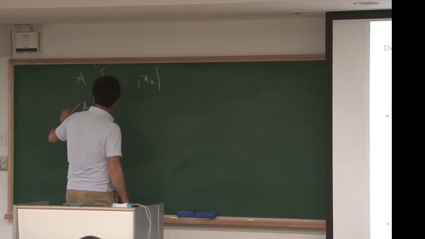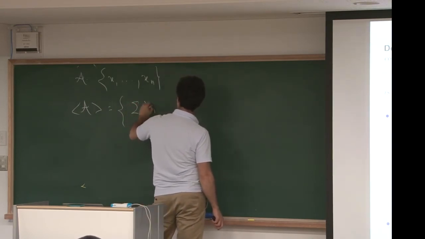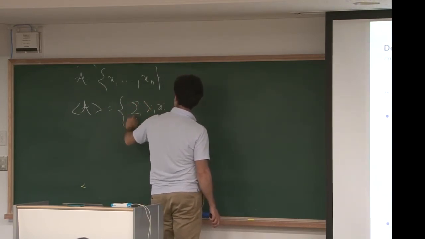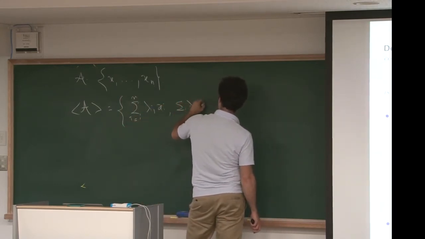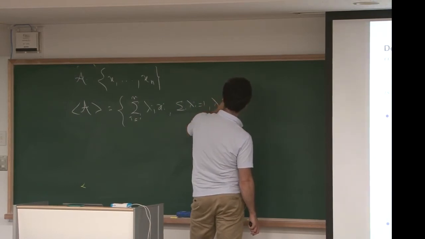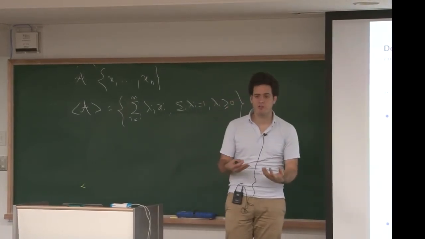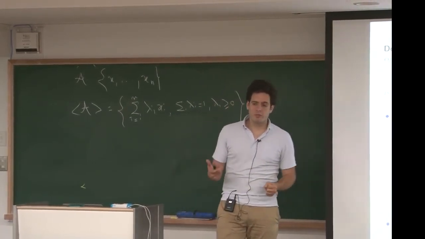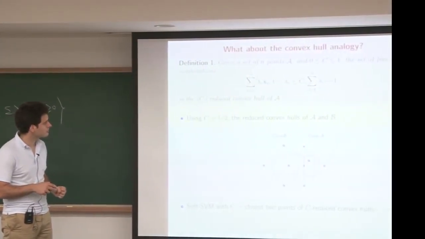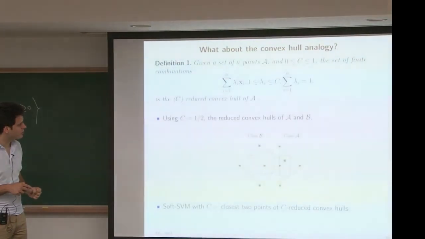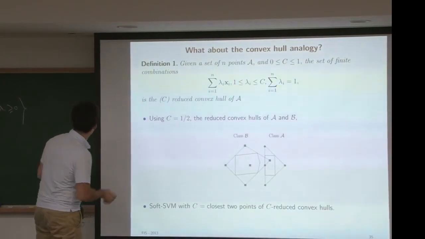Then the convex hull of A is just the set of points, the sum of lambda i xi, i equals 1 to n, such that the sum of lambda i is equal to 1, and all the lambda i's are non-negative. Okay? So those are all the possible convex combinations of those points. When you consider something called a reduced convex hull, I'm sorry, there's a mistake here. Lambda i is non-negative, it's bigger than or equal to 0.